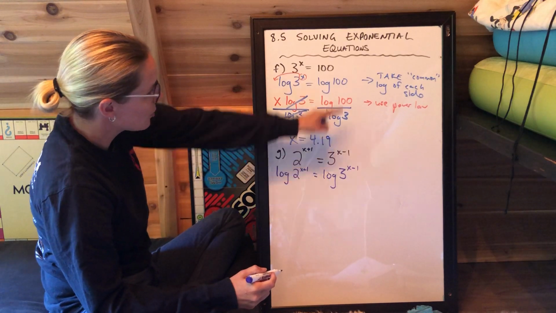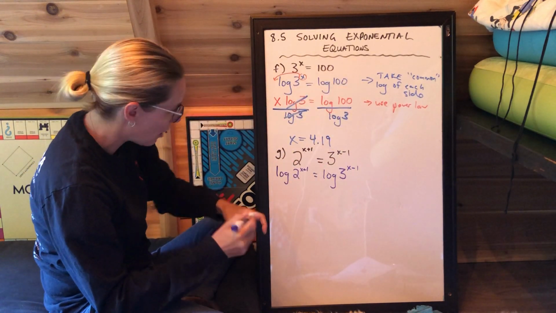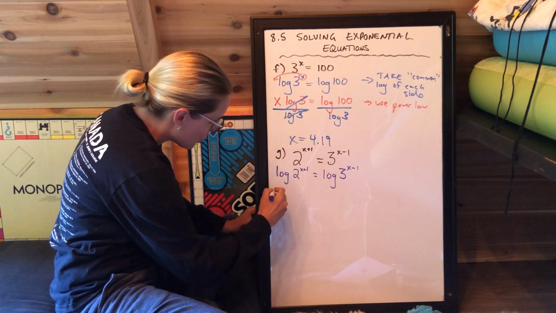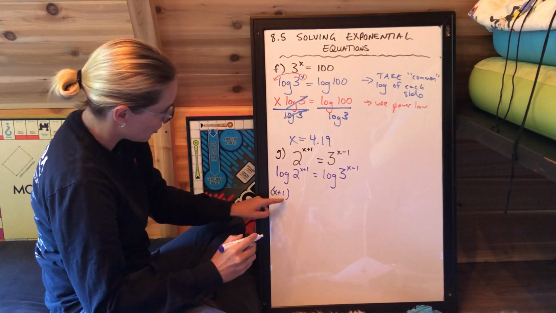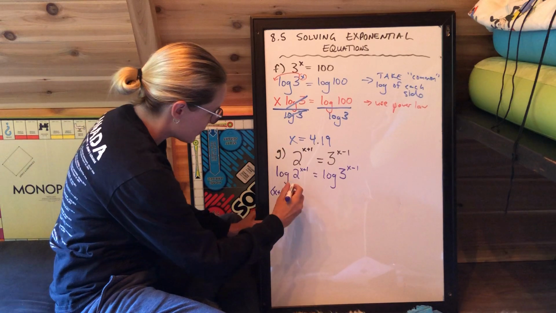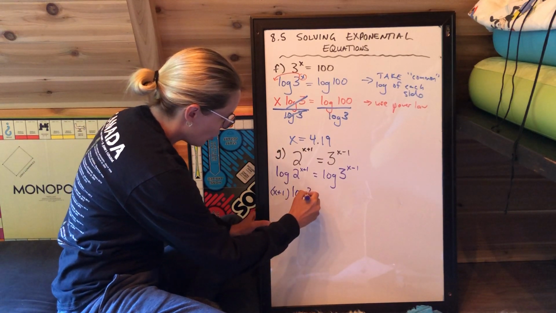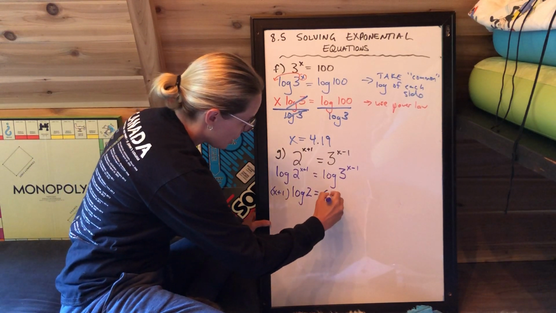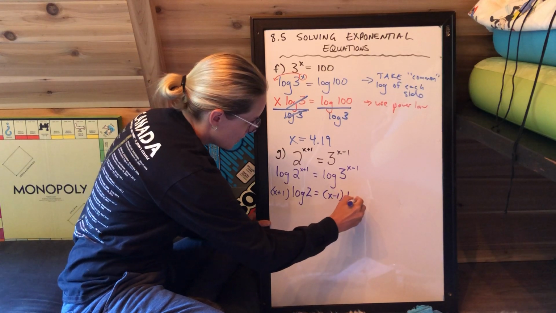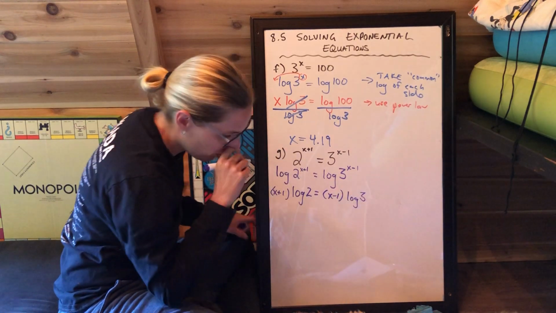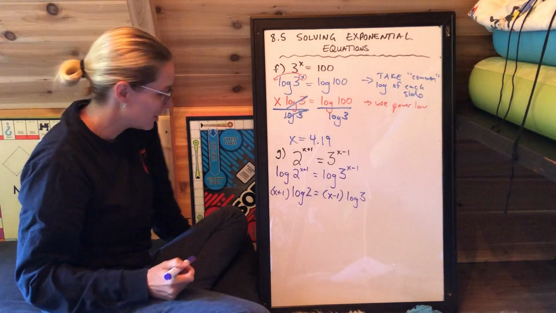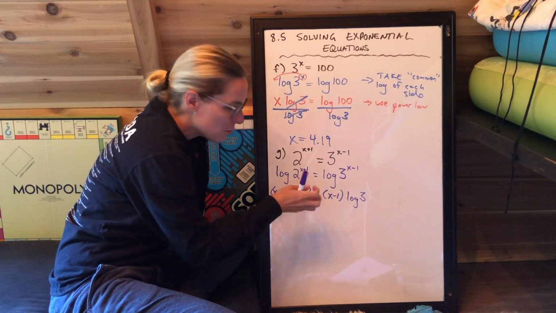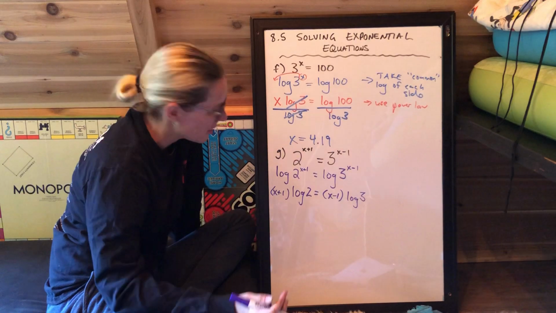Once you take the log of both sides, the next step, use the power law. Bring the exponent to the front. I would suggest putting it in brackets so you don't think just the 1 is in front. So x plus 1 comes down times log of 2, and that equals x minus 1 times log of 3. Now you're saying to yourself, that does not look any cleaner. But log of 2 is just a number. Log of 3 is just a number.